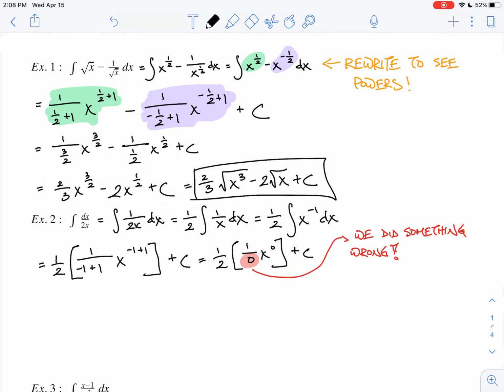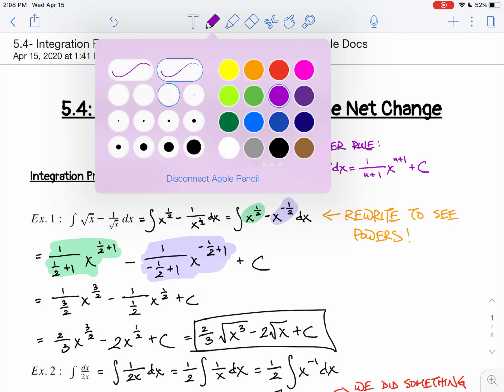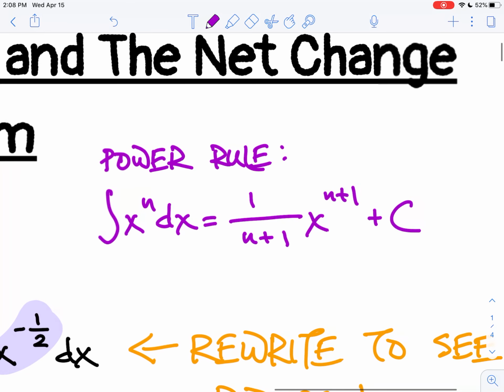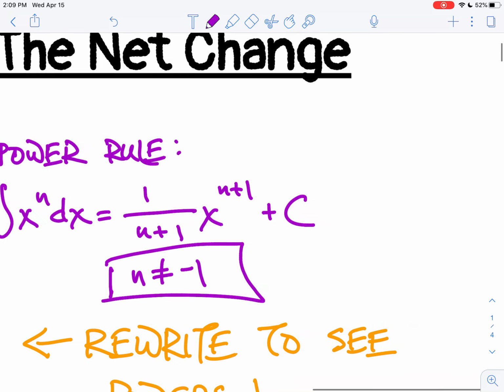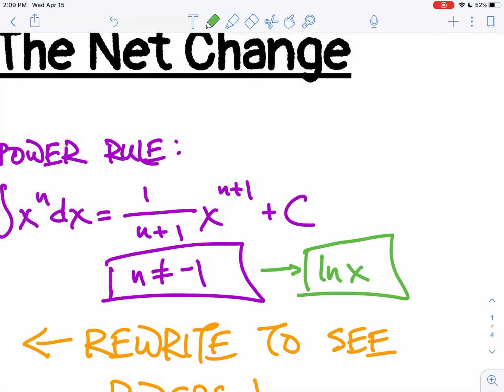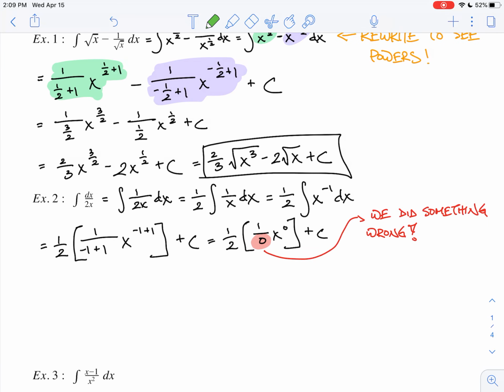And that's okay. In this case, what I wanted to highlight is this is our one exception from the power rule. So I'm going to go back up to the power rule and write down that one exception. This is true, but n cannot equal negative 1. That power cannot equal negative 1. If the power equals negative 1, then it's the natural log of x for the antiderivative. That is our one exception.